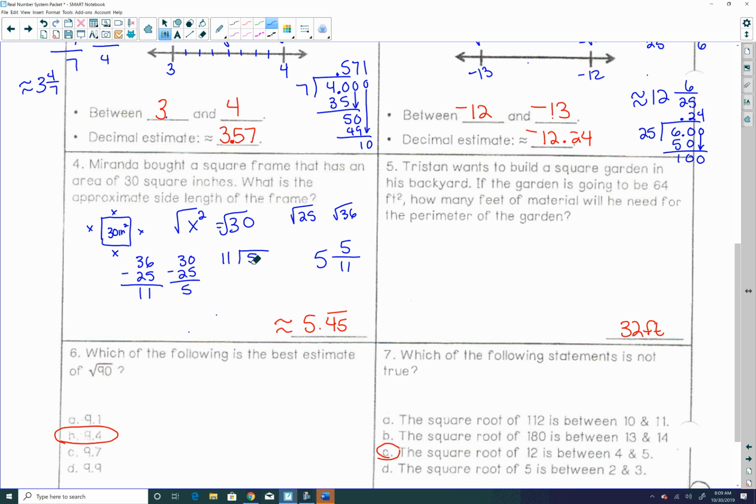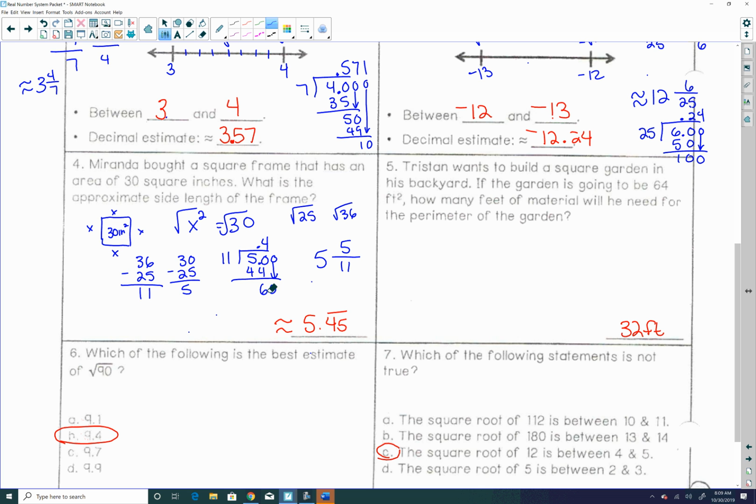11 does not go into 5 evenly or at all. Got to add a 0. Ignore that decimal just for a moment. So 11 going into 50, that's going to be 4 times, and that's 44. Subtract those out. There's 6 left over. Bring down another 0.